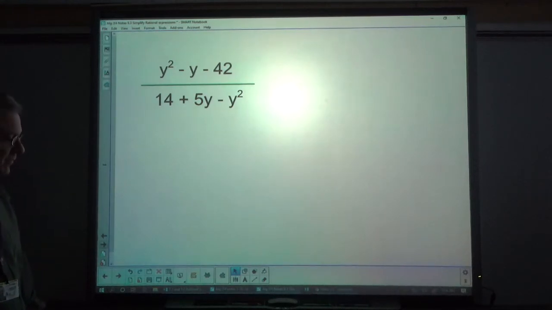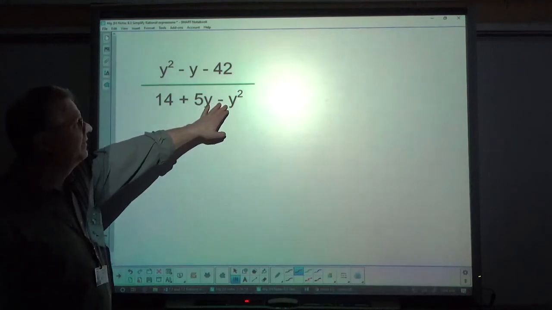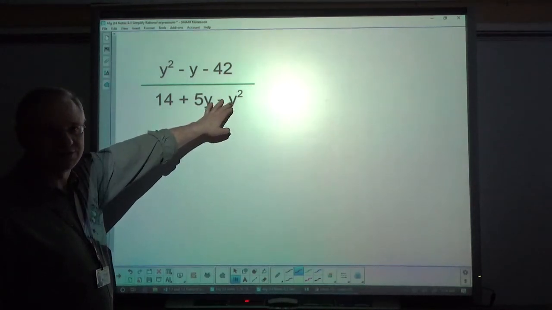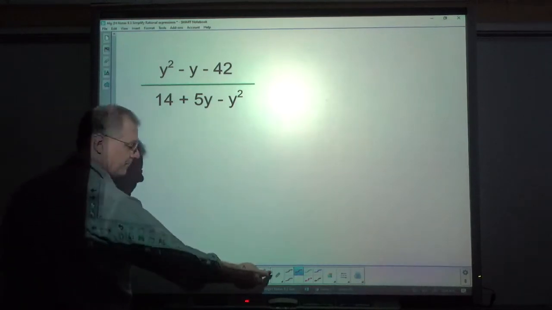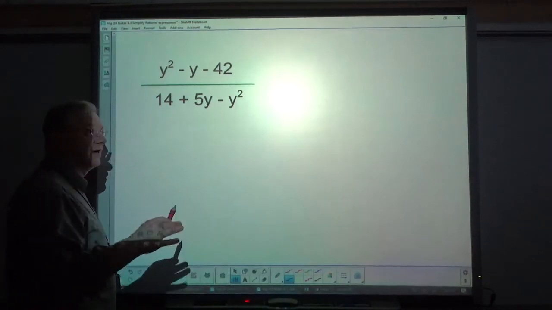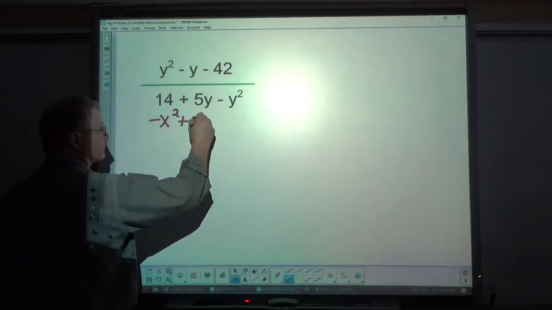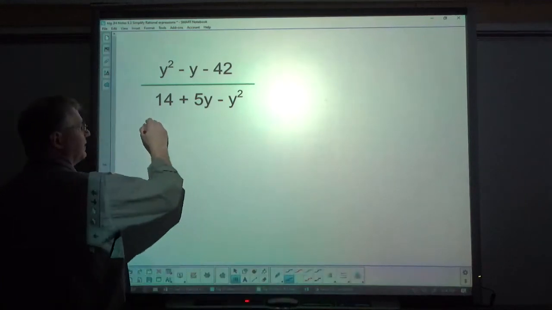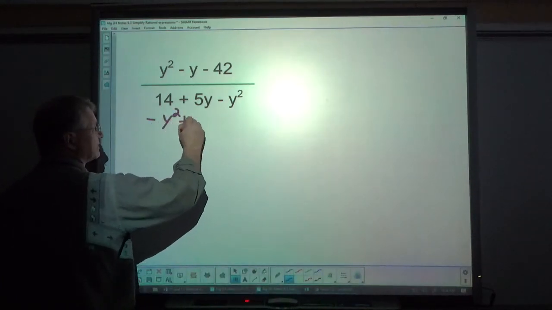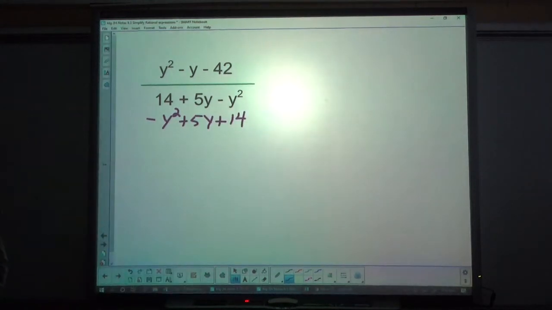This one, when you look at it, you say, hey, wait a minute. I don't want my x squared term down here and I don't want it negative. I'm going to rewrite that expression. Negative x squared plus 5, sorry, not x, it's a y. Let me fix that. Negative y squared plus 5y plus 14. Easy to forget that you're not using x's anymore.